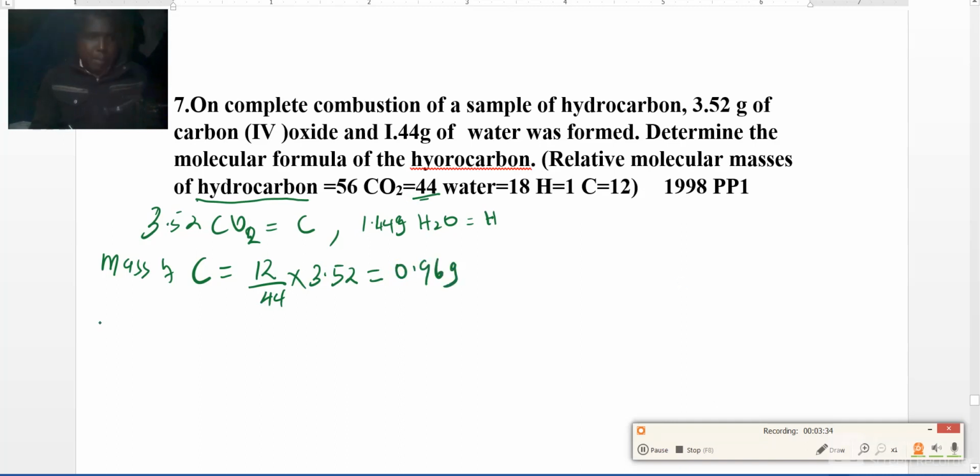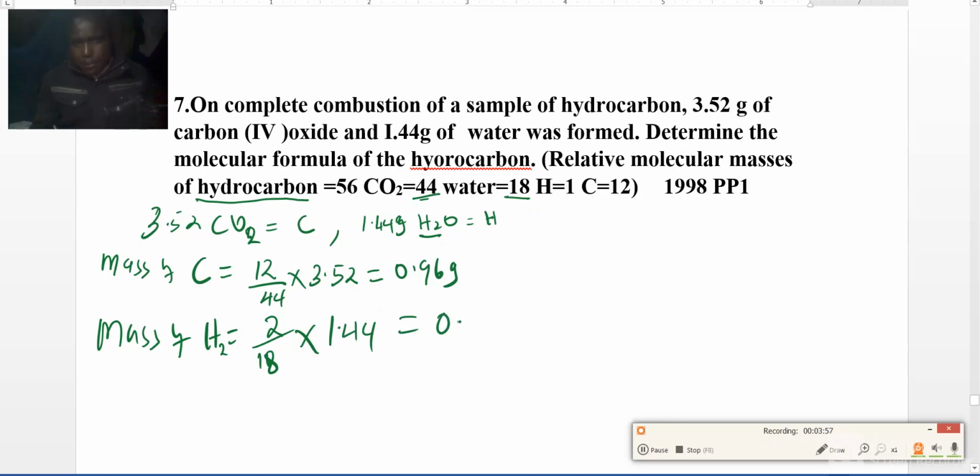Then the mass of hydrogen. The mass of hydrogen inside here, because if you look at water it has two hydrogens, so it's going to be 2 over the total molecular mass which is 18, times the total mass which is 1.44. We will get 0.16 grams.